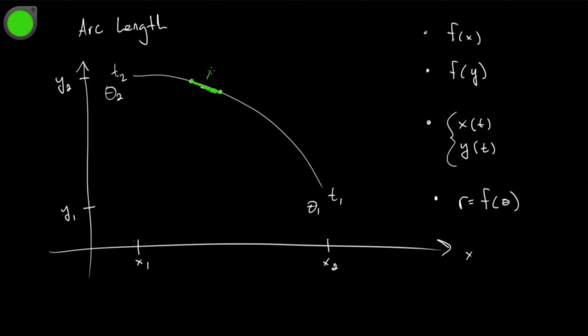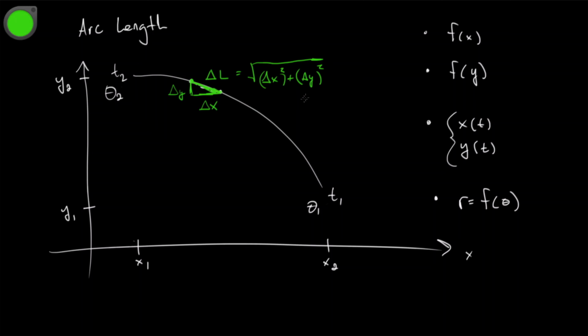So what is the length of this green curve? Let's call it delta L for length. What is the length of this small curve? Or at least, how can we approximate this length? In order to approximate it, let's pretend that it's a line segment. How do we find the length of this line segment? It has a change in y, and it has a change in x. So what is the length of this line segment? It is the square root of dx quantity squared plus dy quantity squared. That is the distance formula. It's also just the Pythagorean theorem.